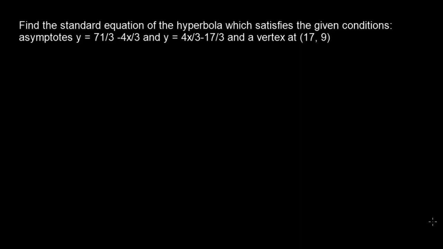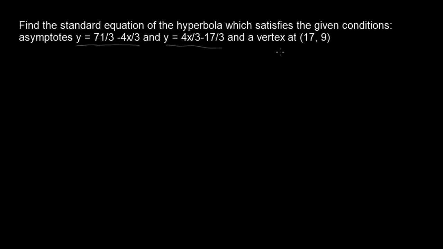Alam natin na yung intersection ng dalawang asymptotes, nandun yung center. So we can solve these two equations. Hanapin natin yung intersection nilang dalawa. Then we can solve for the center. And there is one given vertex here. So, ang gawin natin, alamin lang natin gaano kalayo yung center, na intersection nitong dalawang lines, kay vertex. So, we already have the a.